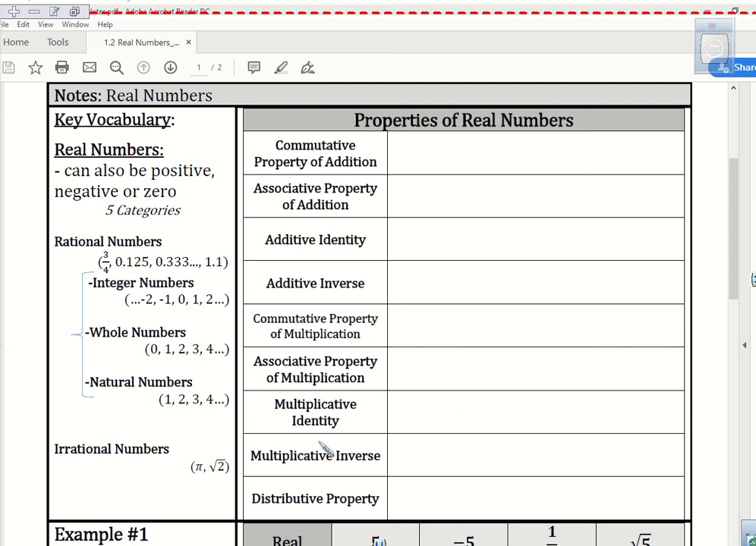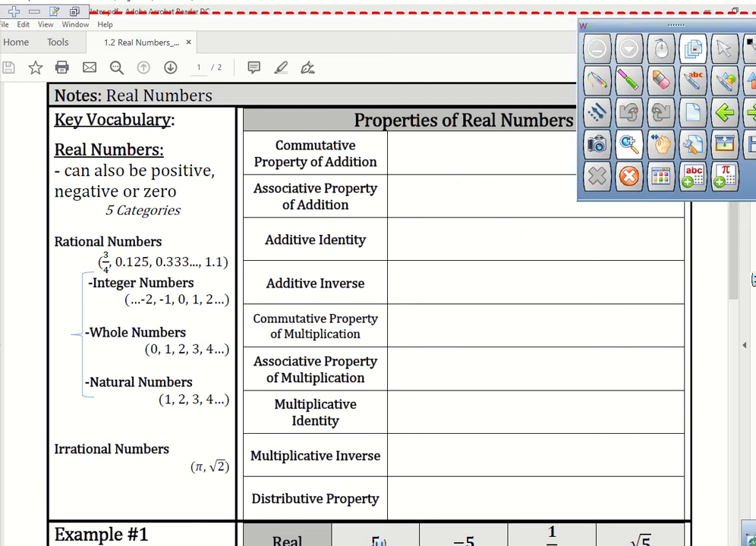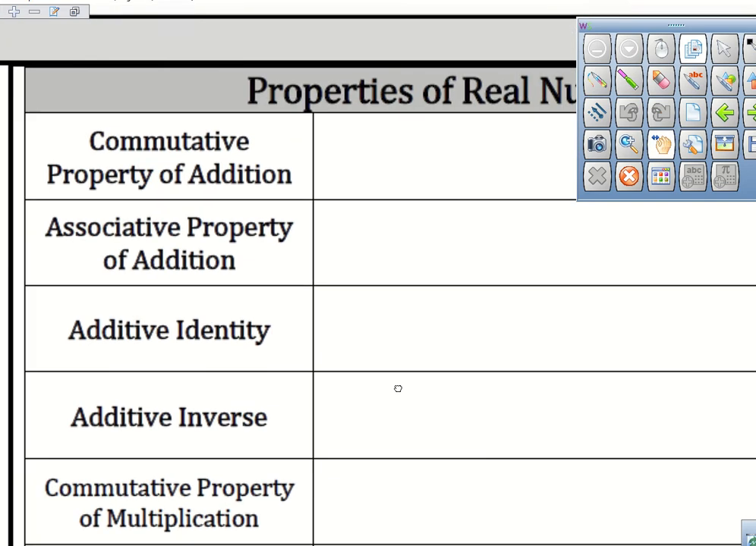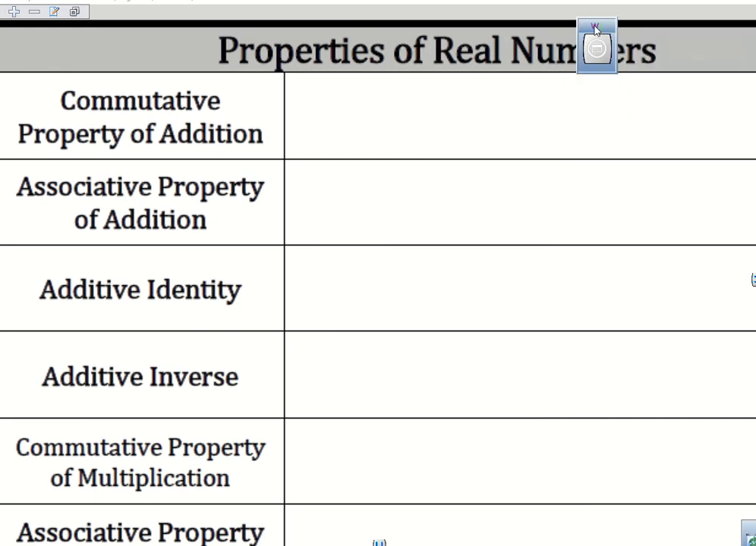Okay, so the main thing we're doing today are properties of real numbers. I'm going to make this a little bit bigger. And we're just going to go down the list. Commutative property of addition. Okay, I want you to write A plus B equals B plus A. Commutative property, you're going to think switch order. I'm just going to write switch order.